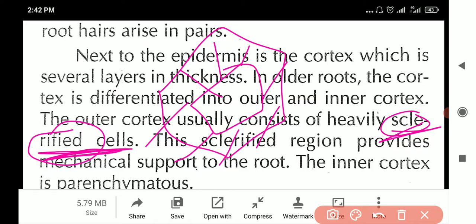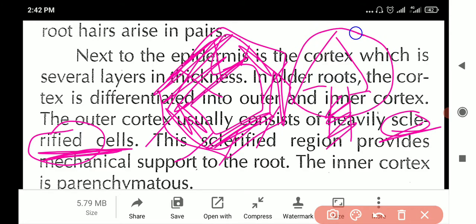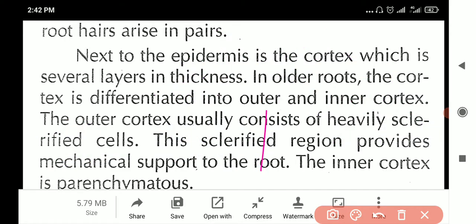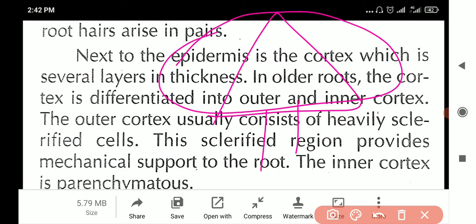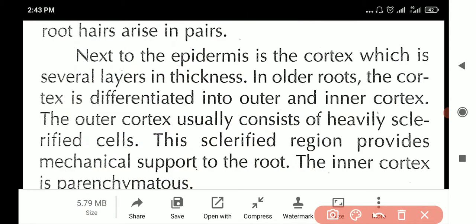So why do they need such thick cells? Just like the bark, if this is the pine tree, why is the trunk so thick? Because imagine how heavy this part is. If the legs are not strong, like me, I'm very fat, then how can they support the rest of my body? So that's why the cortex is sclerified or thickened, to provide mechanical support to the root.